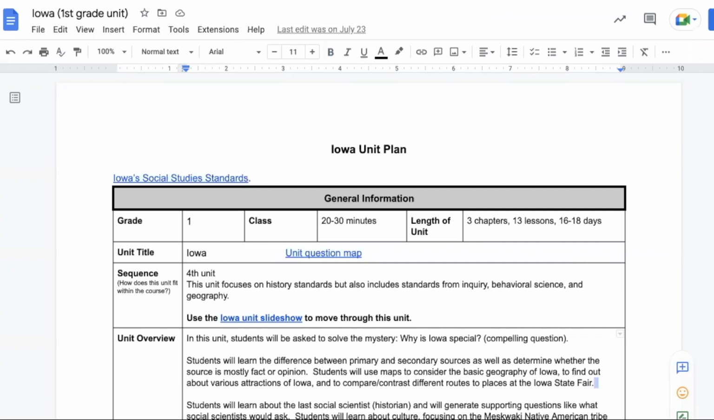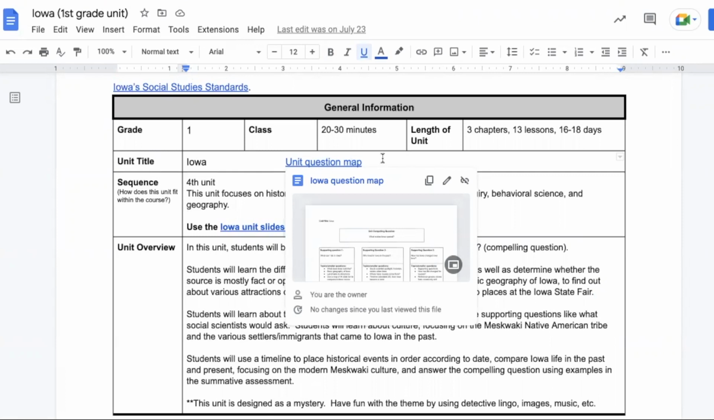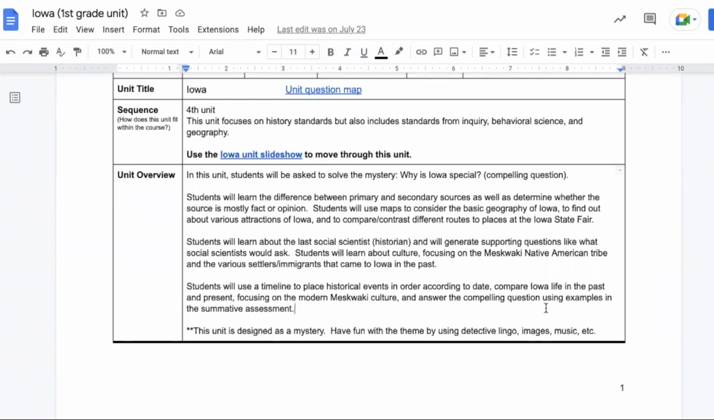This is the final social studies unit of the year, has 13 lessons, and should take 16 to 18 days to complete. Be sure to take a look at the question map if you would like to see the breakdown of the unit. In this unit, students are going to learn the difference between primary and secondary sources. Remember, students learned about primary sources in the communities unit. Students will also practice figuring out if the source is mostly fact or opinion.